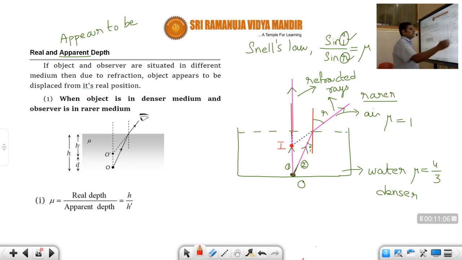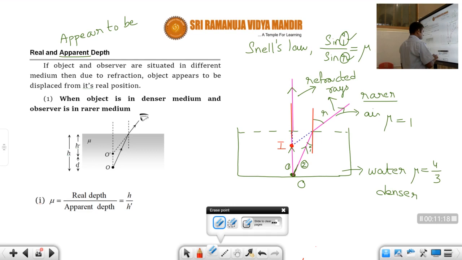That means a person who is on this side, in the air medium, will see. Now air is, suppose let us say I'll remove all this. I'll remove all this.